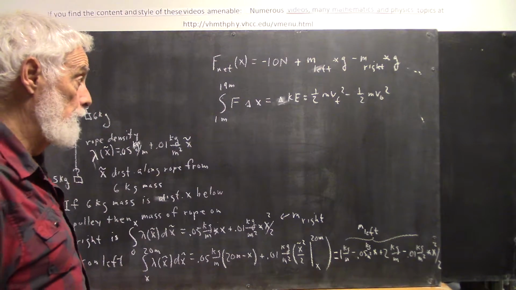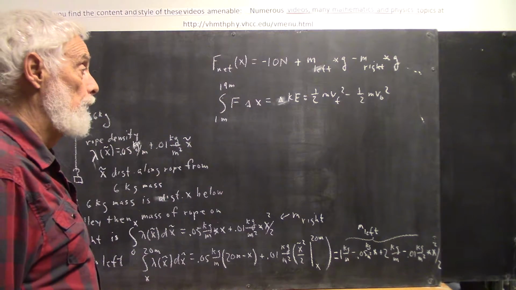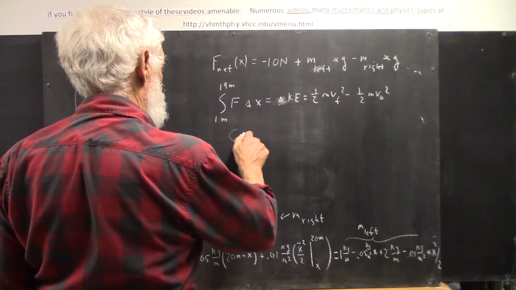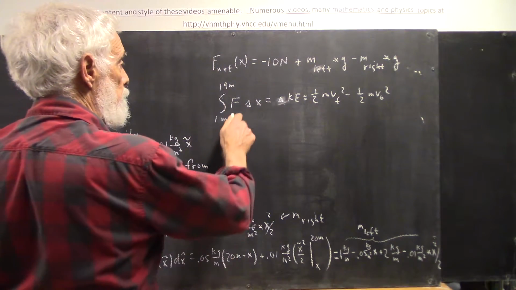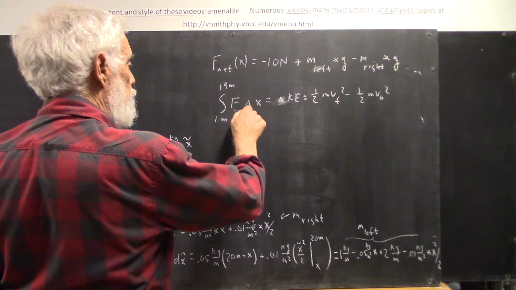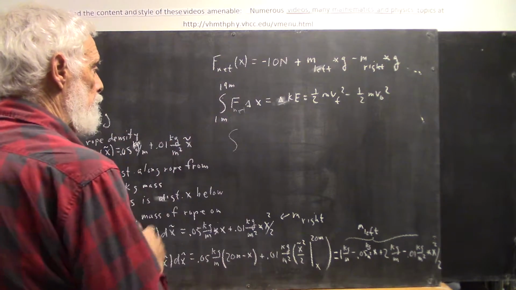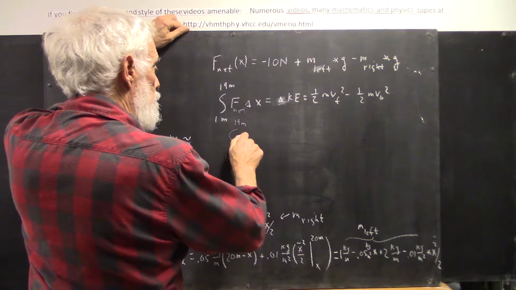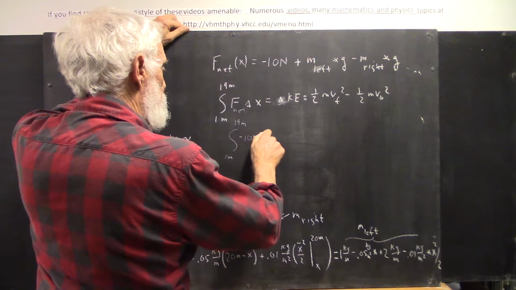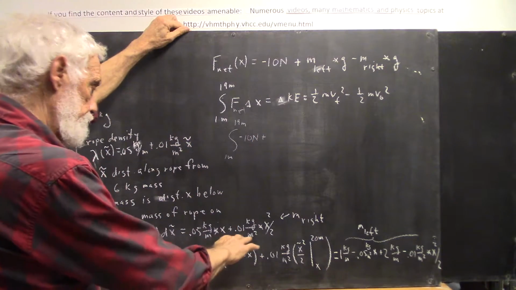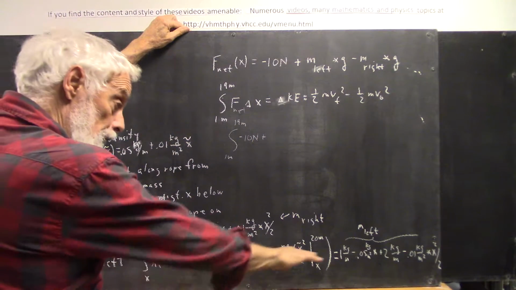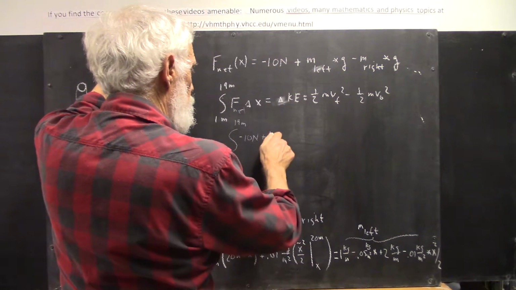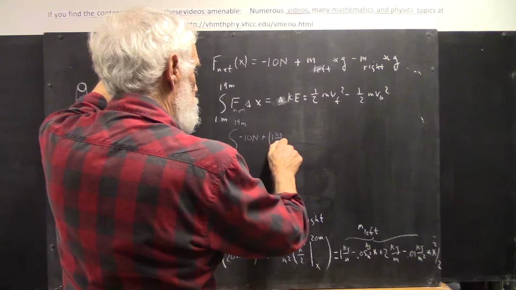Now we ran out of time at the end of class. We weren't able to integrate this, but we can easily do that now. The integral of F net ds is the integral from 1 meter to 19 meters of what? Negative 10 newtons plus the mass on the left, which is 1 kilogram per meter.